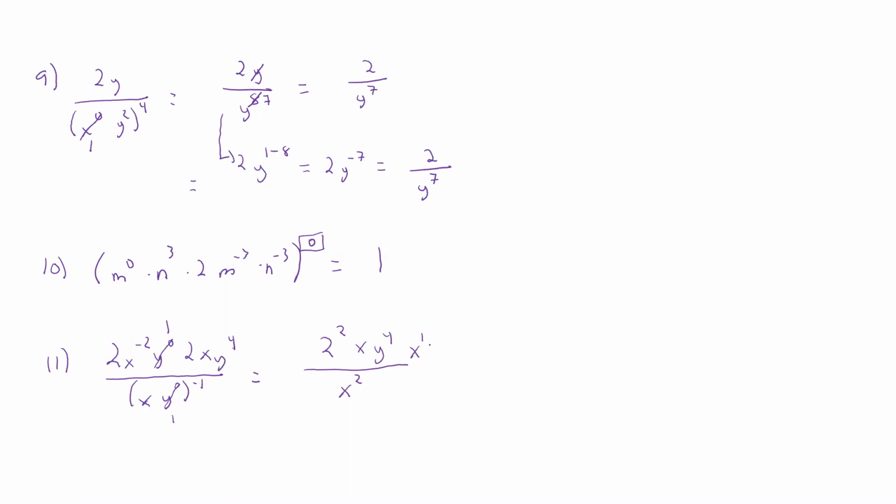Now I just have to simplify. So here I have an x times an x. So that's going to be 2 squared x squared y to the 4th over, and then I have my x squared in the denominator. Well, guess what? X squared cancels x squared, and I just have 2 squared y to the 4th. And like I said, sometimes they might say, okay, we'll multiply it out, so that would be 4y to the 4th. Okay, so that finishes the lecture for 7.1.